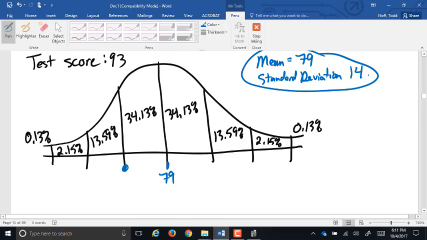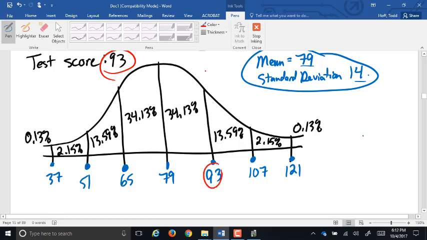79. If I go over here, what has to go here? 65. 79, the mean minus a standard deviation of 14. What goes in this next spot? 51, minus another standard deviation of 14. And this next spot? 37, minus another standard deviation of 14. If we go up this way, what has to go here? 93, that's the 79 plus a standard deviation of 14. How about here? 107, and here? 121.